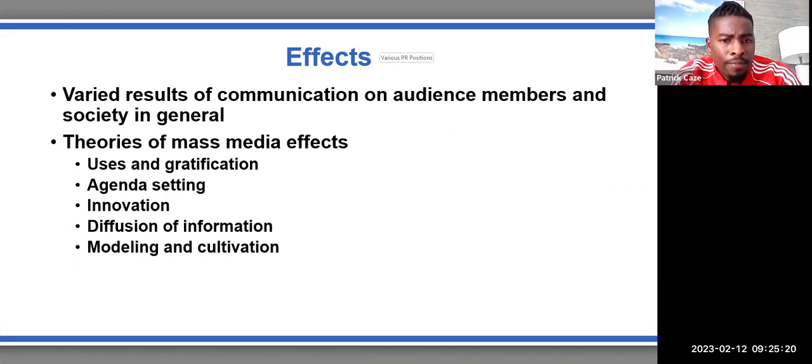Okay. Theories of mass media effects: uses and gratification, agenda setting, innovation, diffusion of information, modeling, and cultivation, right? So when we talk about the theories of mass media and their effects on society, we're really trying to figure out what's the impact of mass media on people, right? And you have different things that it does for people, okay?